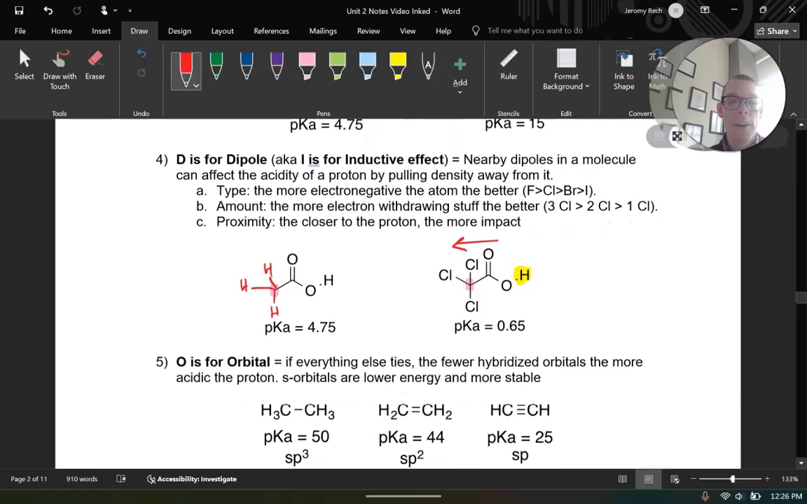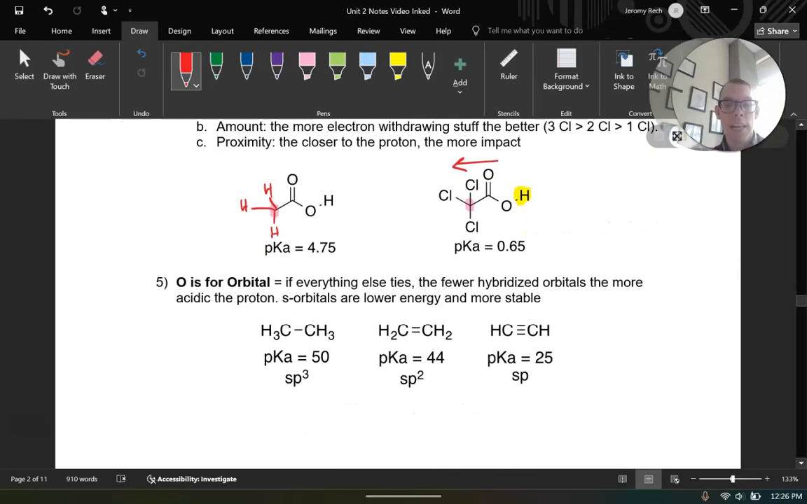The last part of our acronym is going to be O. If everything else ties, so if you have the same charges, if you have everything that would go to the same atom, there is no resonance or all the resonances are the same, there is no inductive effect or all the inductive effects are the same, our final tiebreaker is going to be thinking about orbitals. When we think about our orbitals, and especially when we draw our energies, so if you have a 1s, 2s, 2p in terms of energies, all the way back from Gen Chem, our s orbitals have lower energy, and that's going to make them more stable.